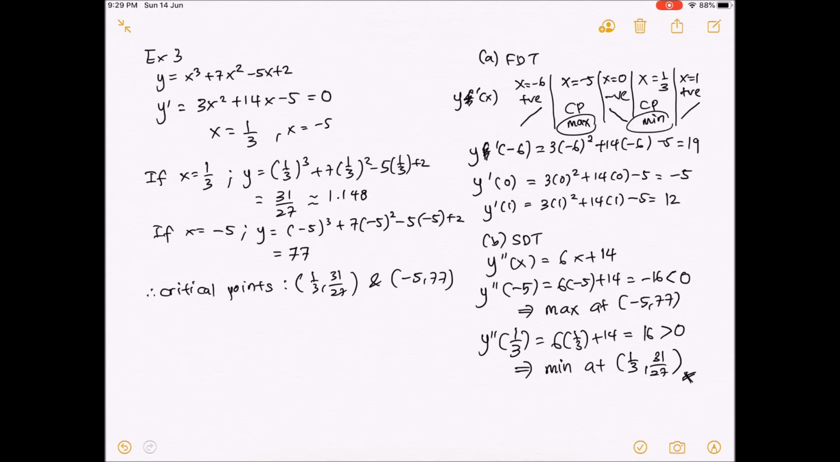Okay, your critical point of -5 is a maximum, while your critical point of x equals 1/3 is a minimum. So from here you can see the difference between the first derivative test and the second derivative test. Using the first derivative test, you are required to test the points before and after the critical point. However, using the second derivative test, you are required to test the critical point itself. So it's easier using the second derivative test. However, sometimes the second derivative test fails.